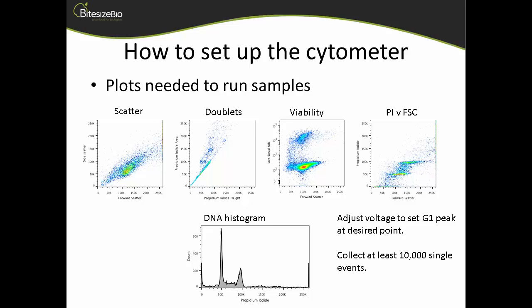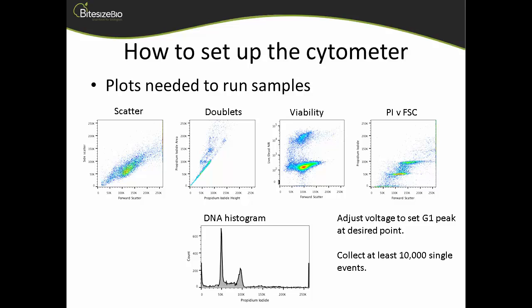And I would adjust the voltage of my DNA channel to put the G1 peak at a fairly arbitrary point. I'm always going to have a control in my experiment, an untreated sample or an exponentially growing sample. So as long as I set the voltage correctly with that, I would leave it in the same place for the rest of my run.